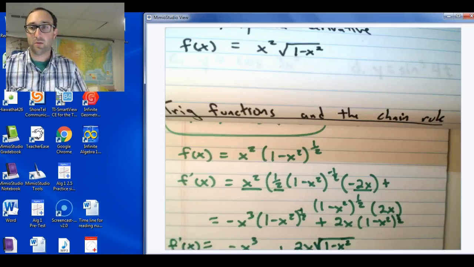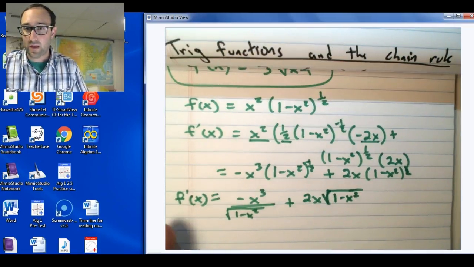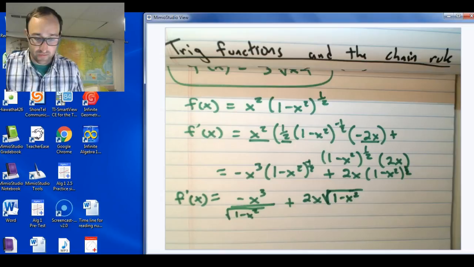That really seems, oh, you can't see it. I'm really sorry about that. F prime of x is going to equal all that stuff.